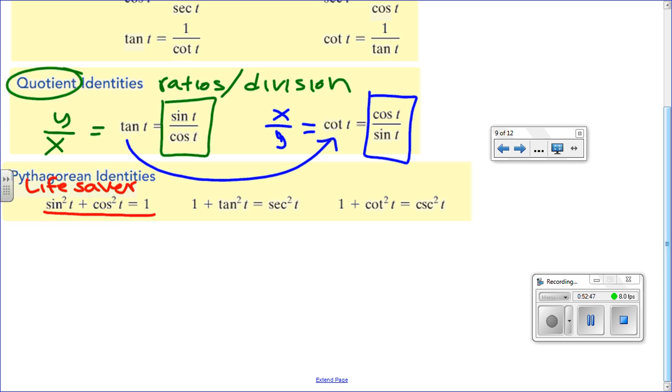Why? Because every time we're solving problems and we encounter a sine square and a cosine square of the same angle, we can cancel them out. If they're adding, we cancel them out and we just put a 1 in there. And trust me, that's going to cut us a lot of steps. So that's why I call it lifesaver. Okay? Don't ever forget it.